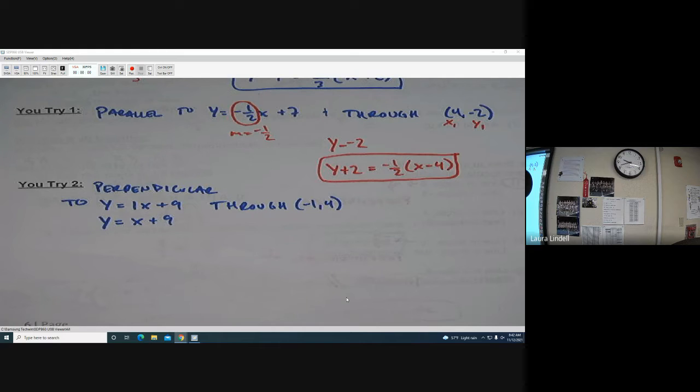Wait, how do you do it? What if it's 1, not a fraction? You have to do 1 over 1, right? So if you flip the fraction, you still get 1 over 1. So I think the sign is negative.